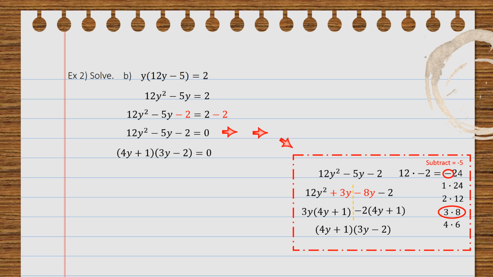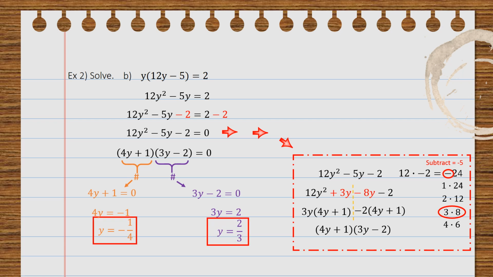From here, since we have some number times some number equals 0, we take each individual piece and set it equal to 0. So to solve the first one, we subtract 1 on both sides, then divide both sides by 4, and we find y equals -1/4. For the second equation, we add 2 to both sides, divide both sides by 3, and we find y equals 2/3. And those are your two solutions.